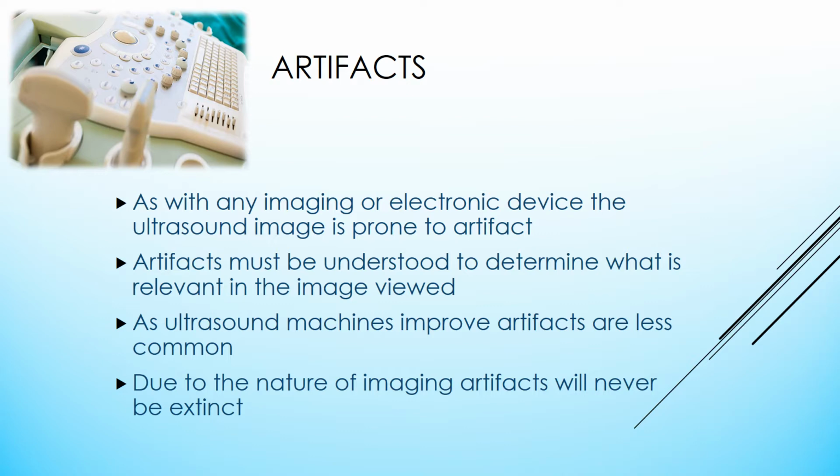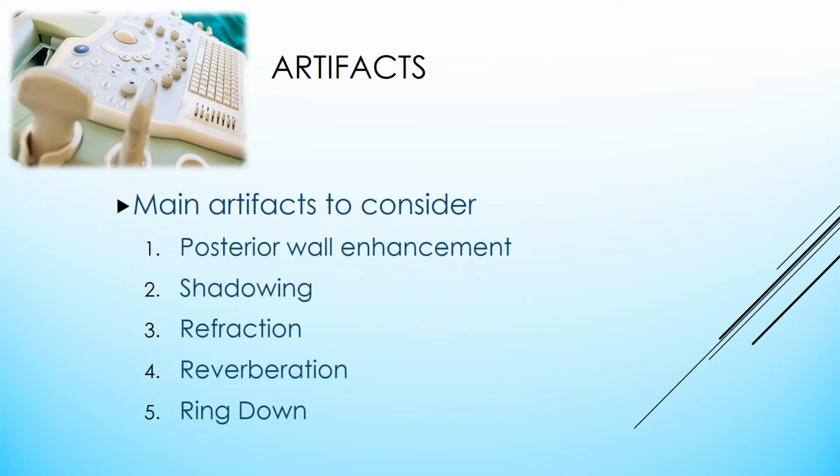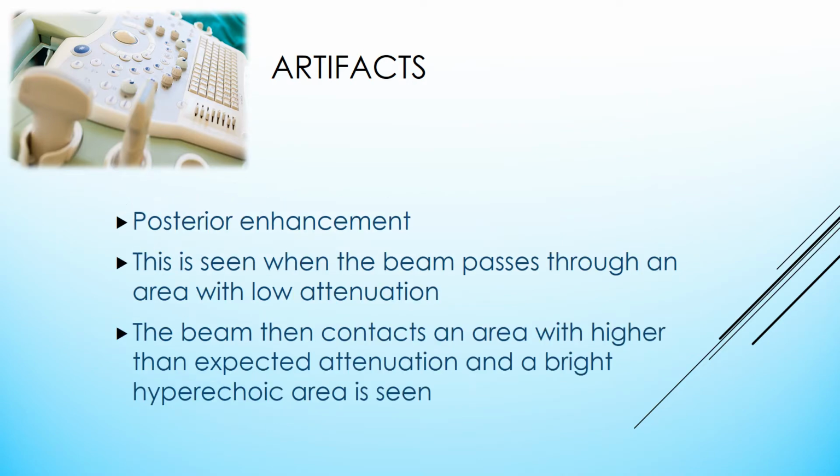As with any imaging or electronic device, the ultrasound image is prone to artifact. Artifacts must be understood to determine what is relevant in the image viewed. As ultrasound machines improve, artifacts are less common. Due to the nature of imaging, artifacts will never be extinct. The main artifacts to consider are posterior wall enhancement, shadowing, refraction, reverberation, and ring down.